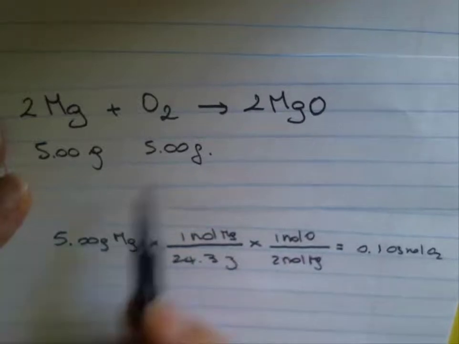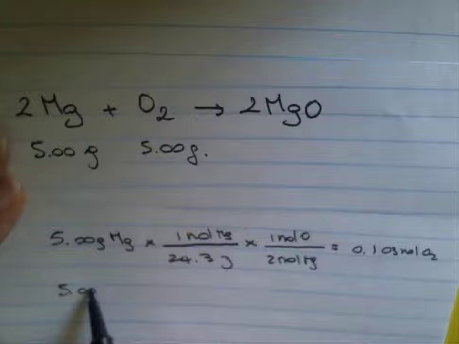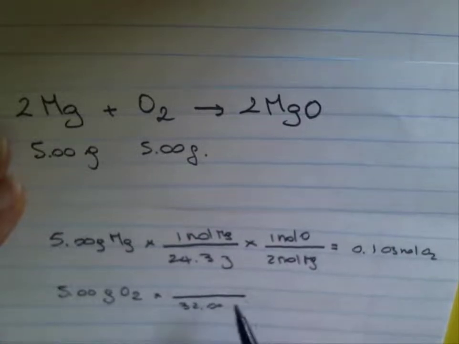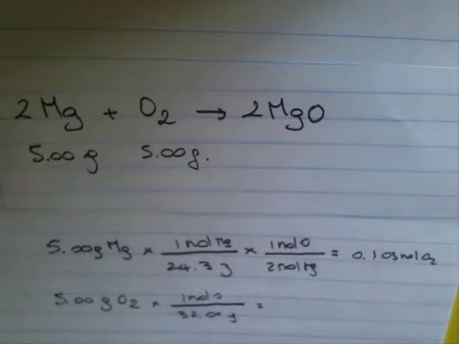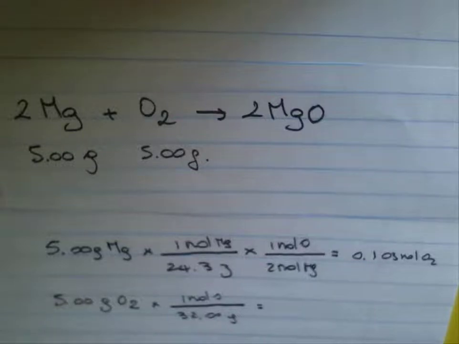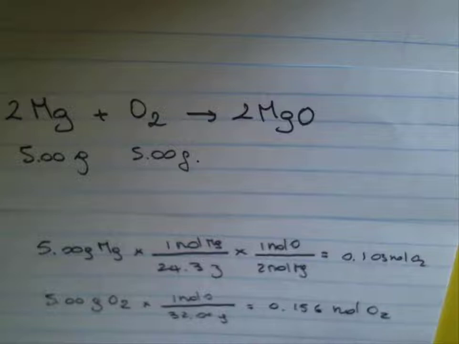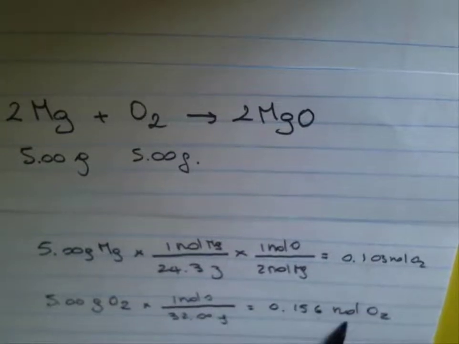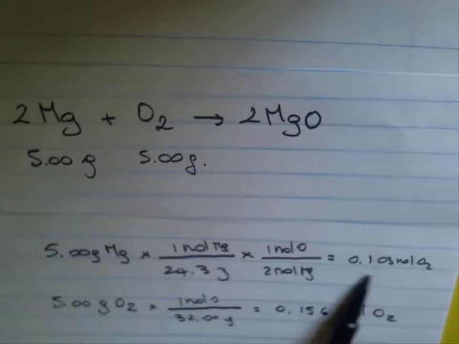Now, if I need to compare these and see if I have enough moles of oxygen, I need to first determine how many moles of oxygen I have. So 5.00 gram of oxygen, divided by 32.00 gram per 1 mole of oxygen, is going to give me 0.156 mole of oxygen. So by comparing these two quantities, I can see that my amount of oxygen available is higher than the amount needed, which means that the oxygen is the excess reactant and the magnesium is the limiting reactant.